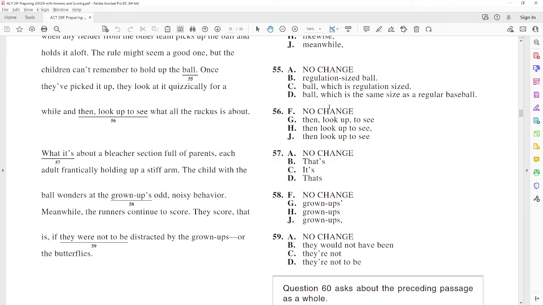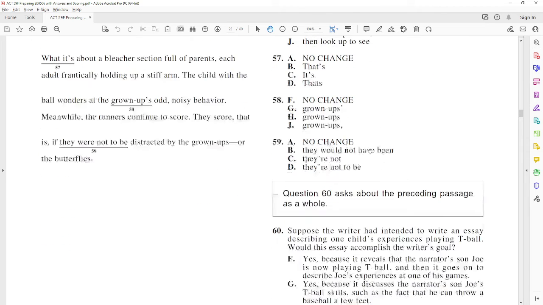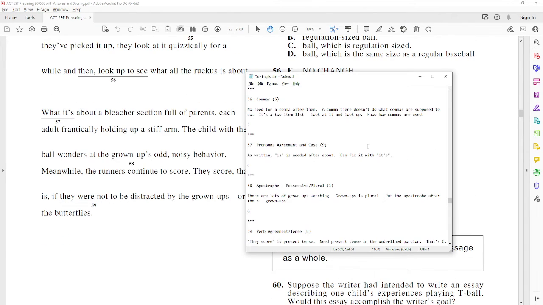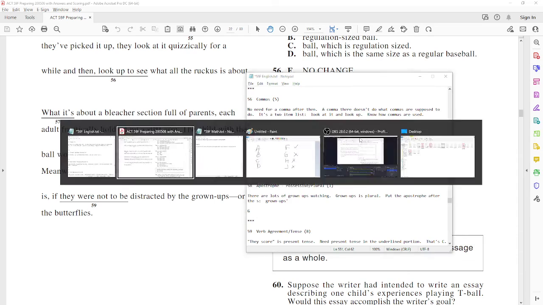You could also just go by how it sounds. If "what it's about a bleacher section" doesn't sound right, "it's about a bleacher section full of parents" may sound right. That may be the way to evaluate them, and just do your best with the way it sounds. It won't get you 100%, but maybe it'll get you a better score than you had before. All right, which answer choice matches our anticipation? C, "it's." That is correct. Let's move on. And 57 again was pronouns, agreement, and case.